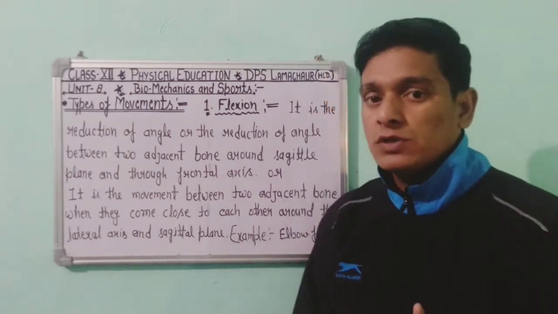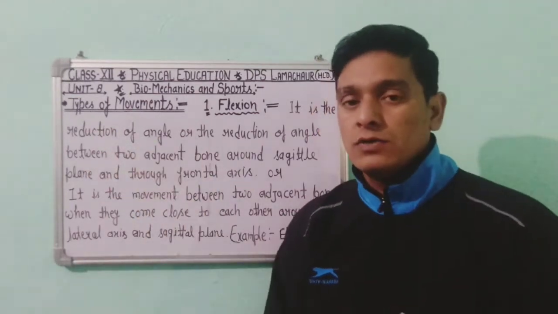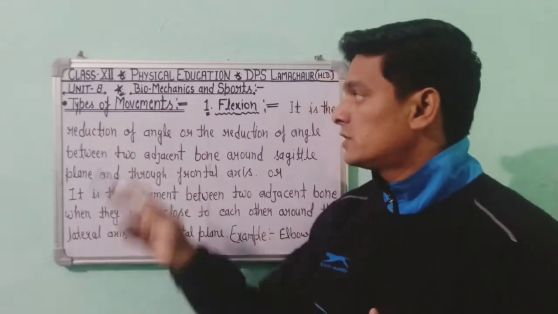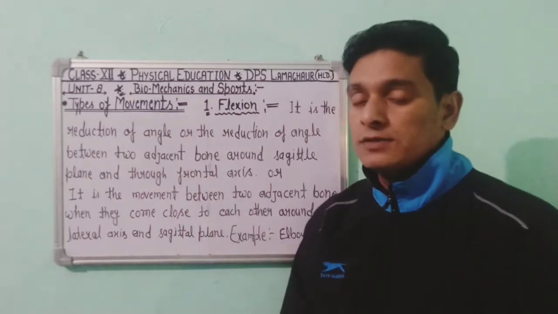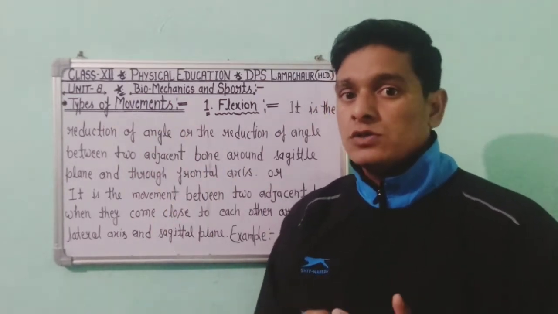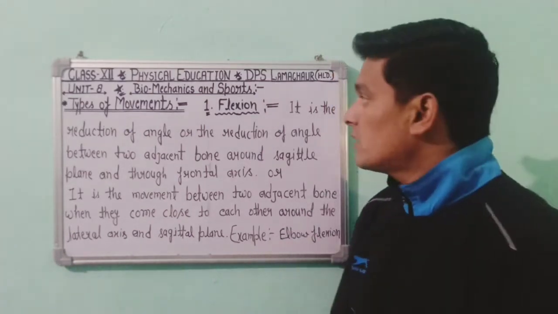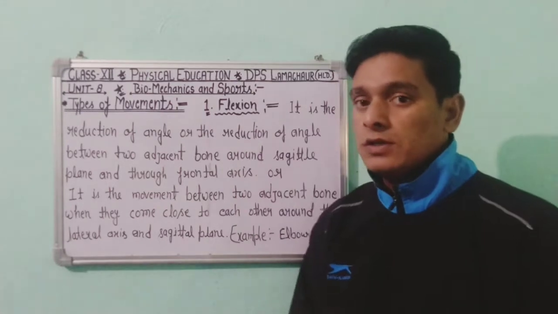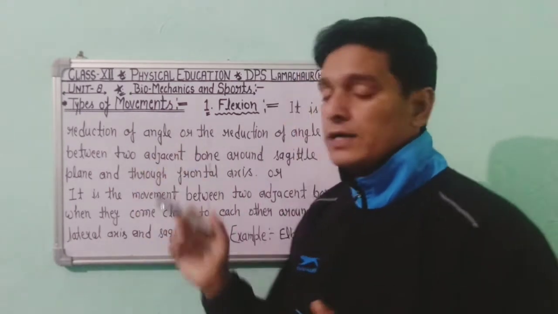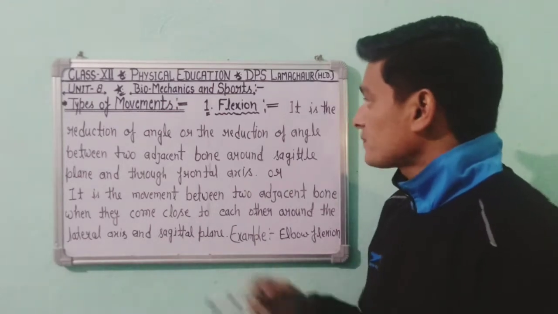So today we are going to discuss another topic of this chapter, which is types of movement. In this video you are going to know the types of movements. There are various types of movements around our joints, so let's know about these all one by one. The first we are going to talk about is flexion. The first type of movement is flexion. What is flexion? Now let's know about it.